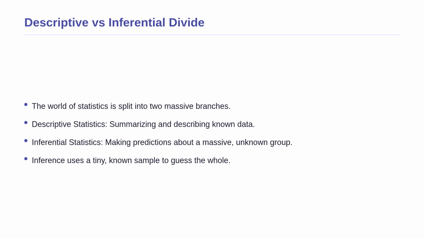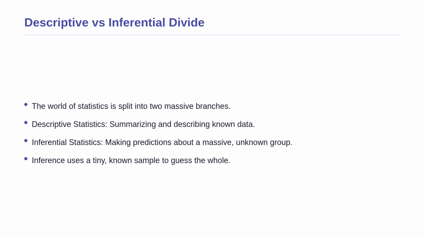As statistics evolved, it split into two massive branches that we use today: descriptive statistics and inferential statistics. Descriptive statistics is all about summarizing and describing the data you already have in your hands. If you calculate the average test score of your class, you are just describing that specific group.